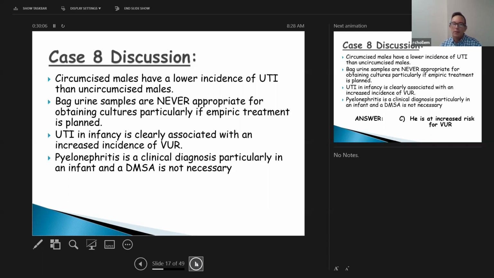And remember that pyelo is a clinical diagnosis, and a DMSA scan is not very sensitive or specific in an infant, even though it's all over the literature and it's a $4,000 test. So trust your judgment on age of the patient, how sick they are, presence or absence of fever, to determine whether you think it's an upper tract or lower tract infection. And the good news is, in a not sick kid with pyelo, it's pretty much oral therapy anymore. So the answer is actually C.